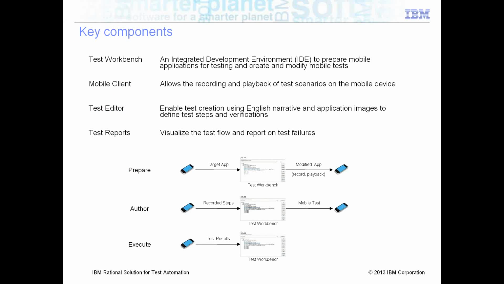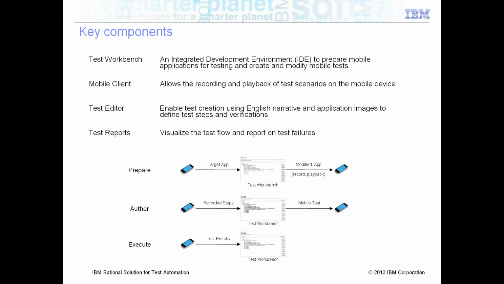Let's look at some of the key components, and then I will probably bring up the RTW Eclipse Workbench and my mobile device, and show you how we can actually record a test, play back a test, and show the report. As I said, there is a test workbench. A test workbench is nothing but an Eclipse client. The test workbench is basically running on your desktop machine, and that is where you author your test, you modify your test, and you initiate the execution of your test.